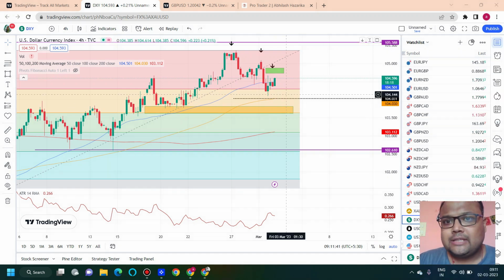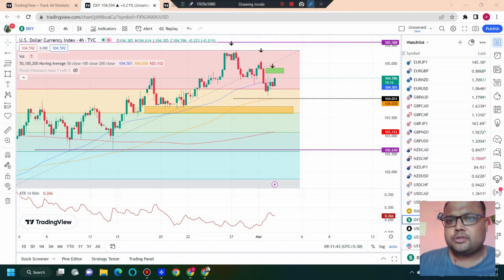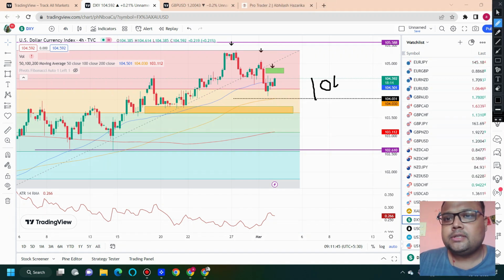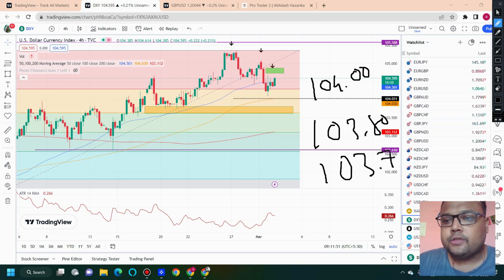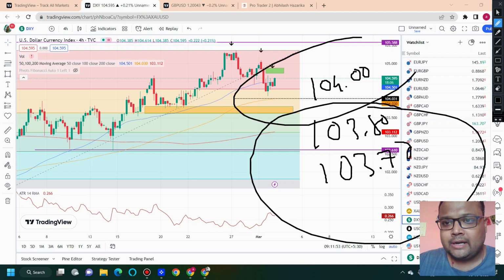And if DXY shows downside, then the two supports on the chart of DXY are 104.00 and 103.80 to 103.70. These two are the supports on the chart of DXY as of now. So the next high of DXY will be very important.